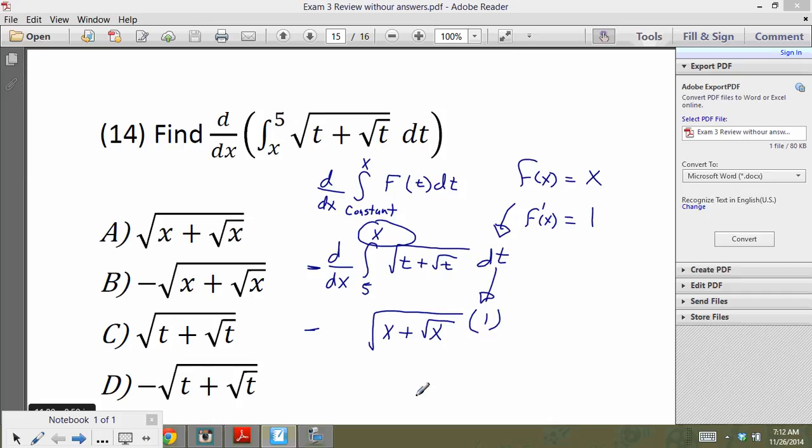And so there's your answer. There's the rate of change of the area underneath this curve as one of the bounds is allowed to slide. And so there's your answer at choice B. All right, so that's question 14, and I'll be back in a minute and do question 15.